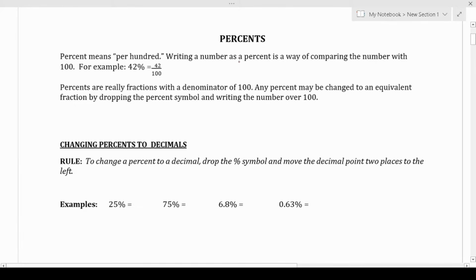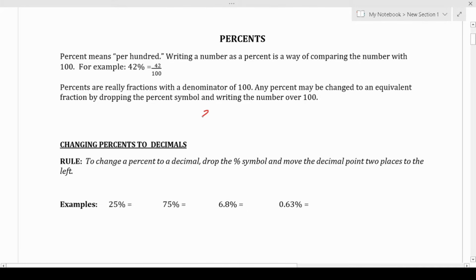All right, so to start today's video, let's talk about percents in general. Percent means per 100, and writing a number as a percent is a way of comparing the number with 100. So for example, 42% is the same as 42 over 100. Again, percents are really just fractions with a denominator of 100. Any percent can be changed to an equivalent fraction by dropping the percentage symbol and writing the number over 100.